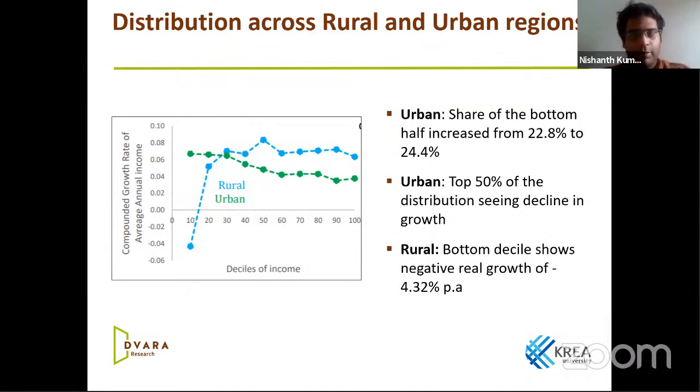As contrary to that, the urban picture, while not quite spectacular, it's still much better, and showing a positive trend where growth rates at the bottom of the income distribution are higher than at the top, and that seems to be more progressive. There seems to be more progressive reallocation in the urban sectors as opposed to rural sectors.